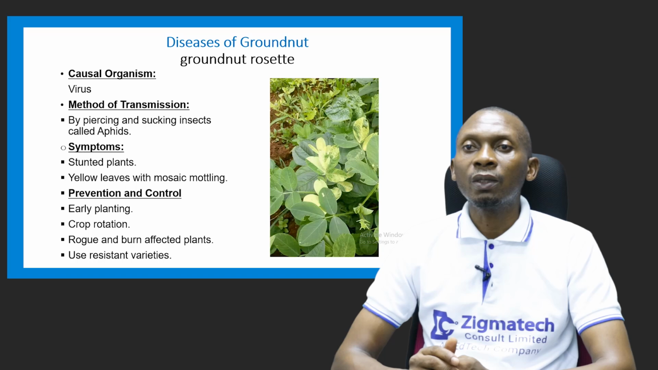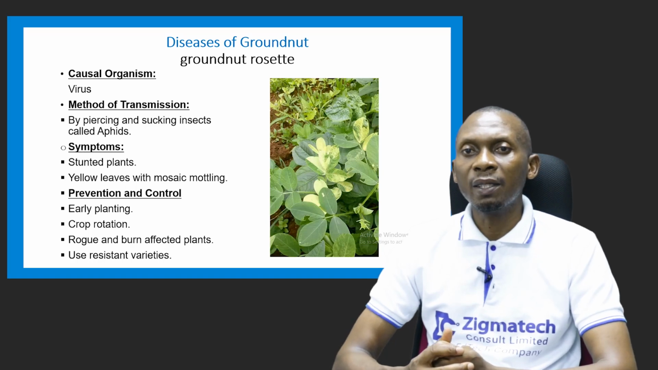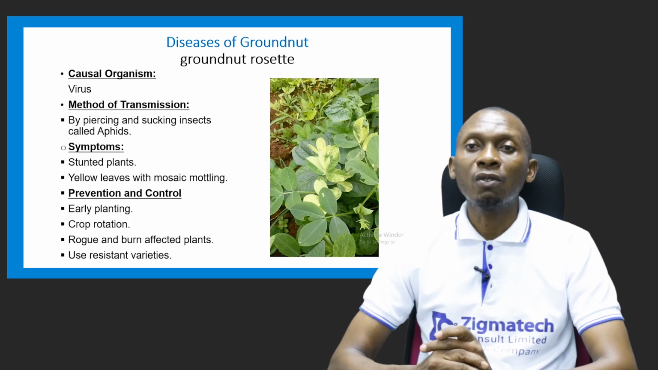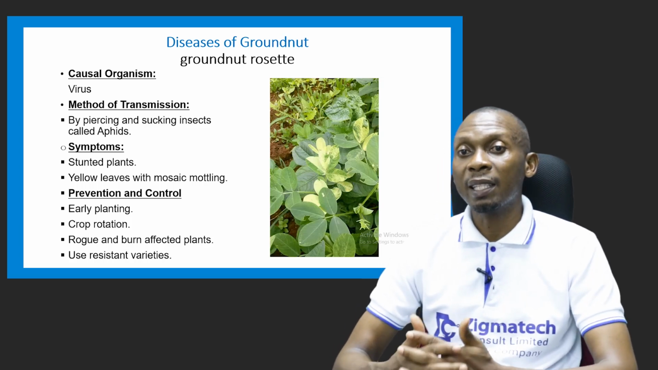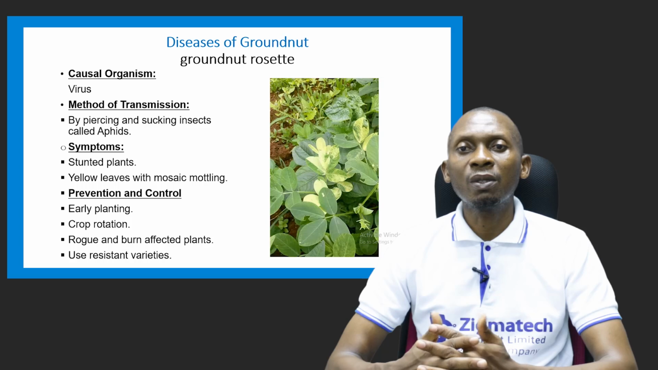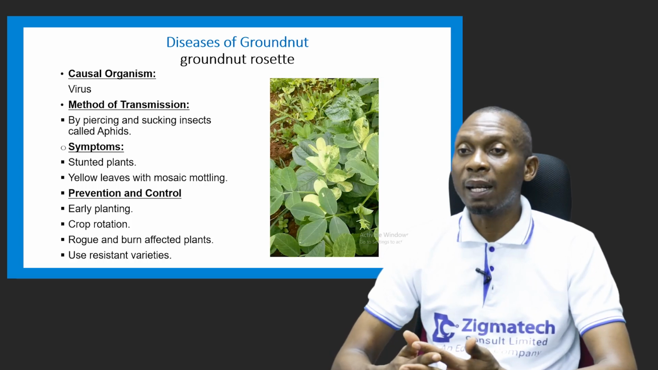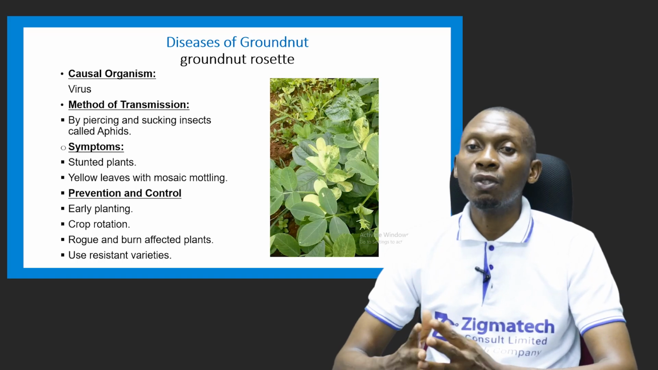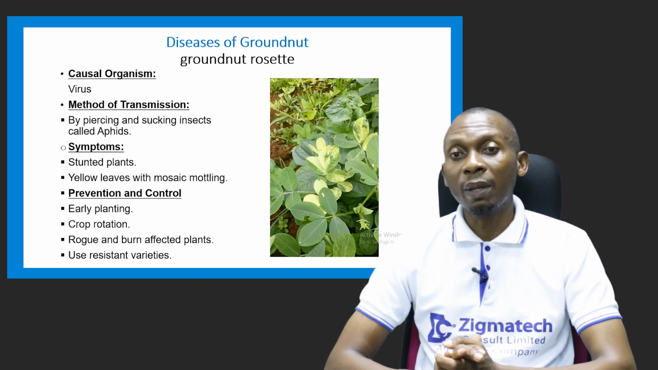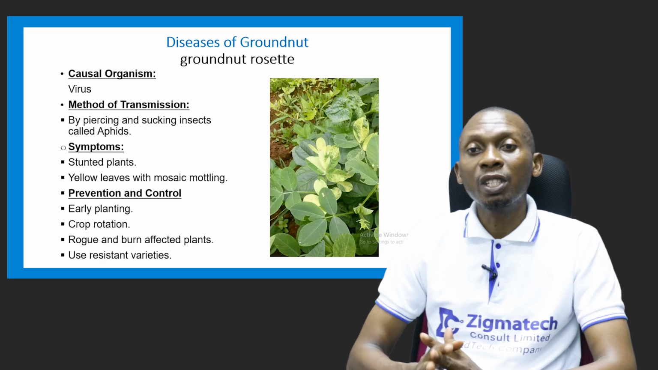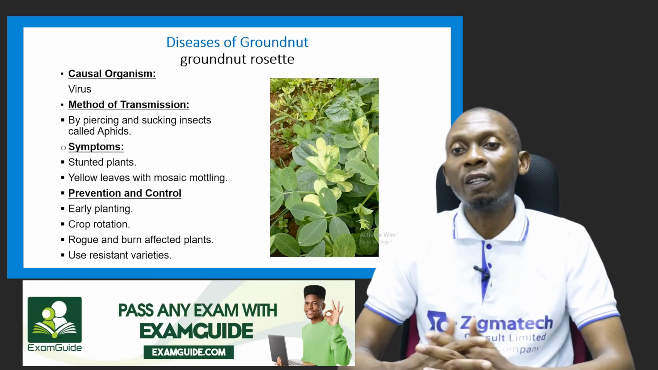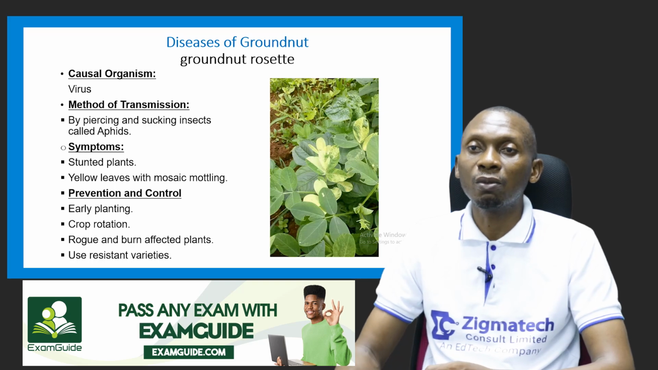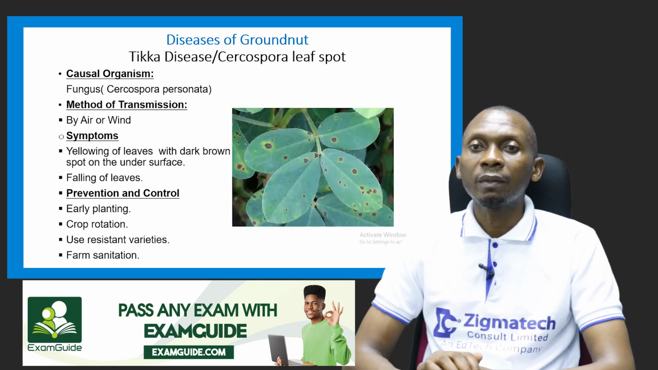Okay, so for the groundnut rosette disease, it's caused by a virus, and here it's transmitted by piercing and sucking insects, which are aphids. You could see the plants are stunted, the leaves are yellow with mosaic mottling. You should also plant early, carry out crop rotation. You can also rogue and burn affected plants and use resistant varieties. These are the ways to control groundnut rosette disease.